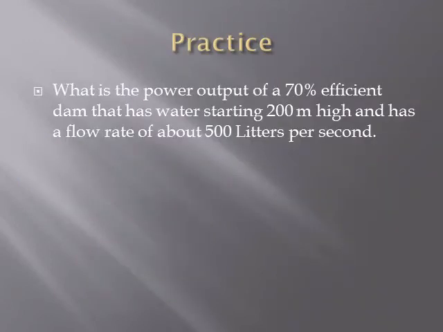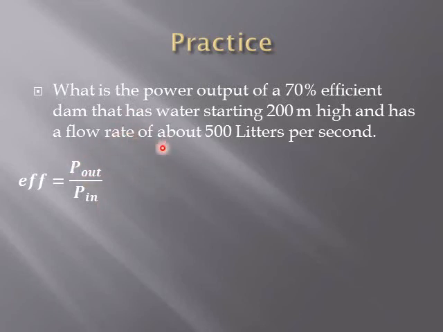Let's do a practice problem with hydroelectric power. Here it is. What is the power output of a 70% efficient dam that has water starting 200 meters high and has a flow rate of about 500 liters per second? Now, if you remember right, efficiency is the amount of power you get out divided by the amount of power you put in. So if we know the power in and we know the efficiency, we can solve for how much energy we get out of this.